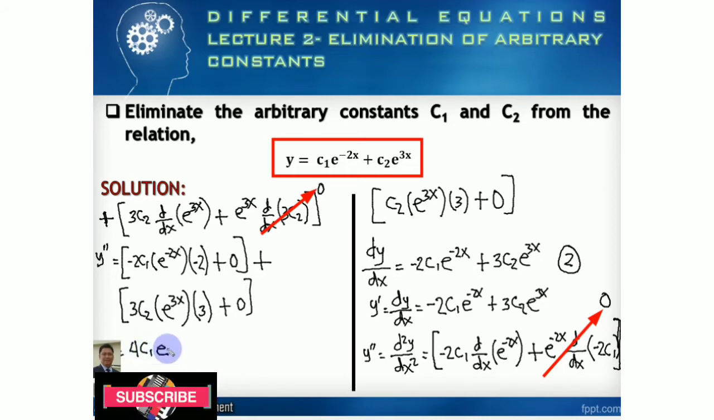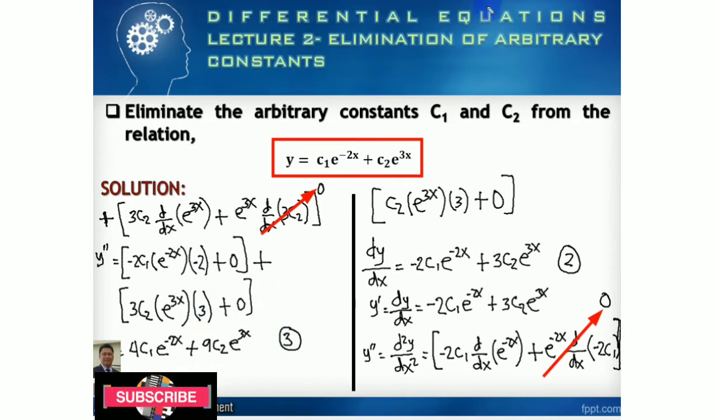c1 times e raised to the negative 2x, and then this is 0, so we proceed with another term plus this one. 3 times 3 is 9 c2 times e raised to the power of 3x. Okay, so we will consider this one as our equation number 3.